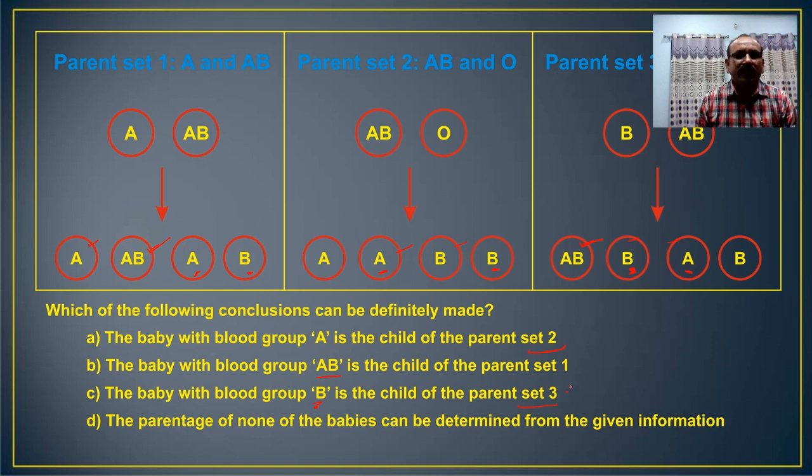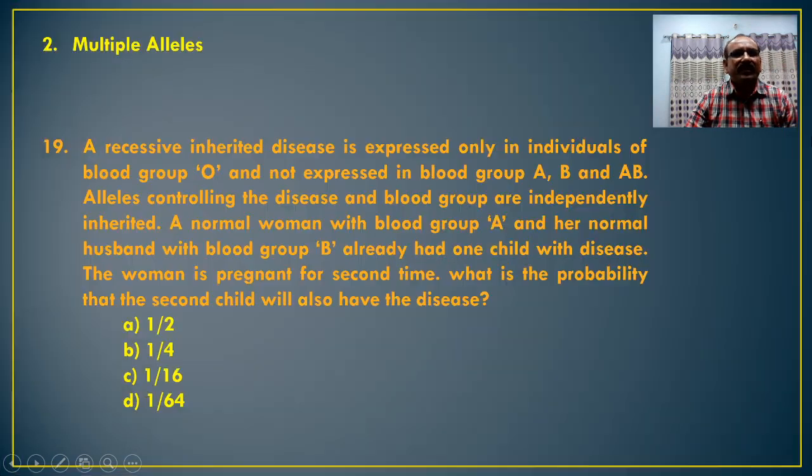Hence in such a condition we can conclude that the percentage of none of the babies can be determined from the given information, and hence the correct answer for this question becomes D, that is the percentage of none of the babies can be determined from the given information.